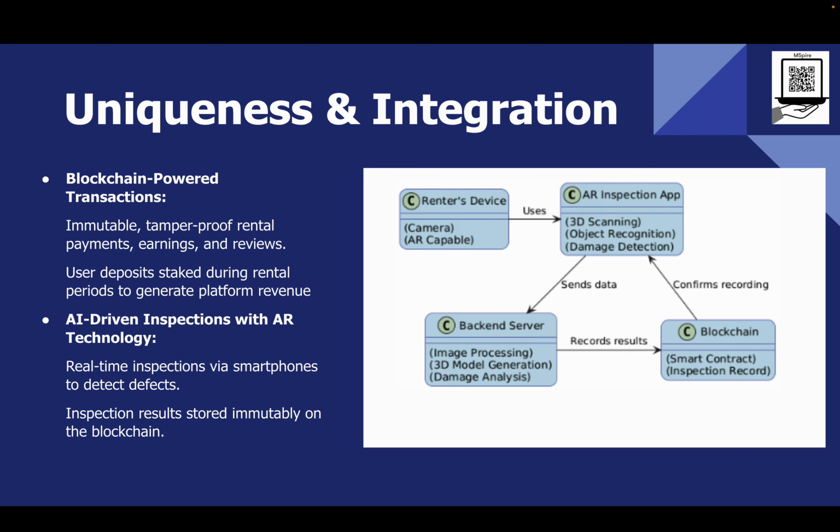Now let me tell you about our uniqueness and integration part. When it comes to returning the product, renters will use their camera, and we will use our augmented reality inspection app, where they will scan the product that they're returning. The scanned image will be sent to our backend server, where it will record the results on the smart contract, and once the recording has been confirmed, it will generate a refund to the renter.